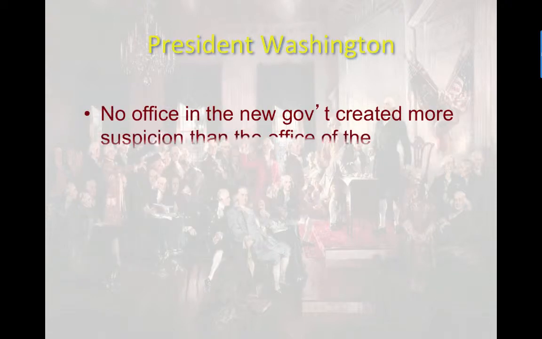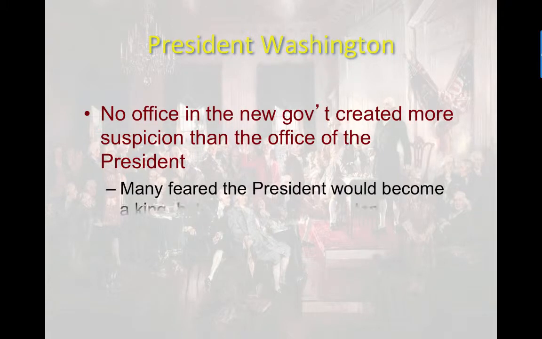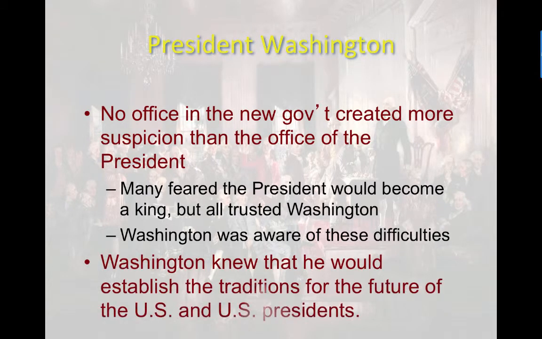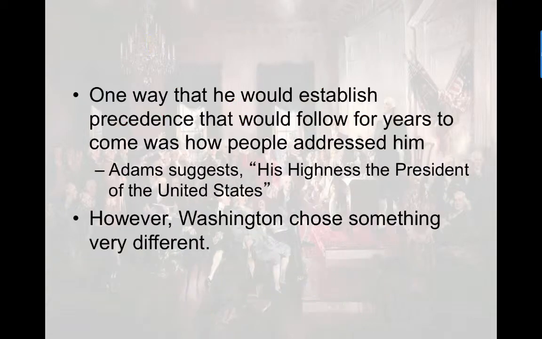Now, President Washington was very smart. He knew that no office in the new government created more suspicion among the American people than the office of the president. Many feared that the president would become like a king, but everyone trusted Washington. And so he was well aware of these difficulties and knew that he would establish the traditions for the future of the United States and U.S.